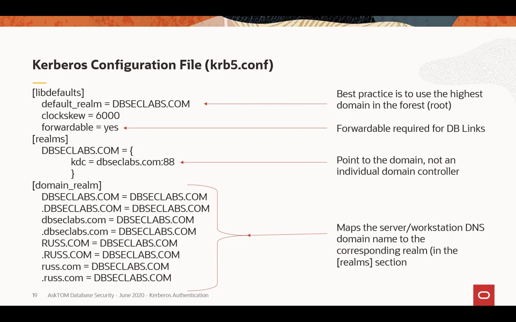The next section, domain_realm, is critical. This is what maps the server domains, so DNS domains, to the Kerberos domains. So for example, if I have a server called bob.rust.com, I might want to send bob.rust.com to dbseclabs.com for Kerberos work. Kerberos is case sensitive, so we want to handle the case of both upper and lower case, and I'll usually handle the case of having a dot or not having a dot in the realm name as well. But again, this mapping section is critical. You'll find a lot of times that you have to go out there and update this as you get servers that are assigned to different domains within an organization.